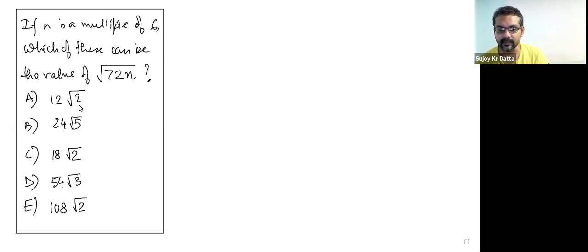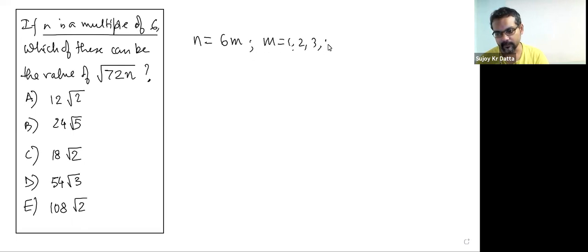One way of doing it is you can equate root 72n equal to 12 root 2 squared, factorize both sides and do stuff. That's going to take a lot of time. The other way is to factorize and use a substitution. When I say that n is a multiple of 6, just put n equal to 6m, where m could be 1, 2, 3, 4, and so on. That's what multiples mean. Whenever you come across a statement like this, you can just use this substitution.